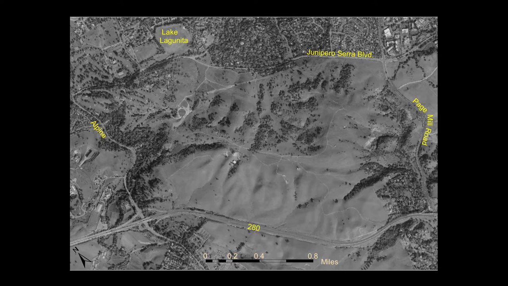Okay, so again, let's orient ourselves. Here's this big road. We talked about the salamander ponds. That stuff was over here. Here's Lake Lagunita. And this area is bounded by these different roads.